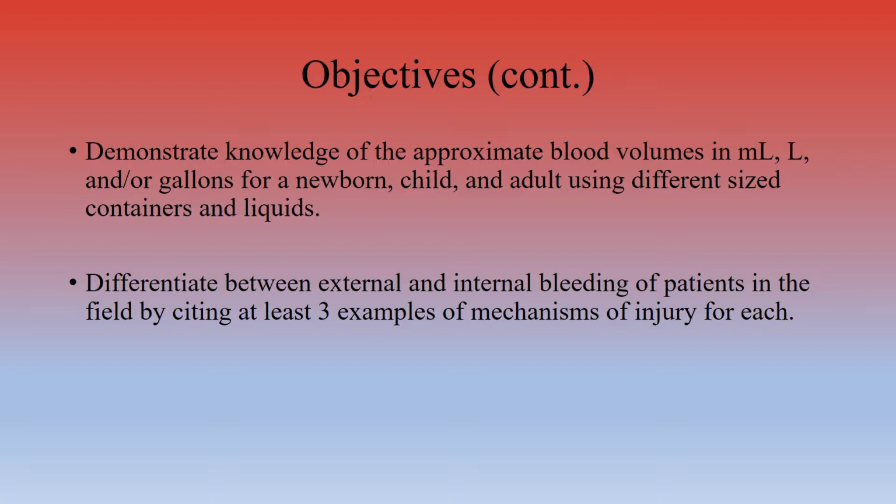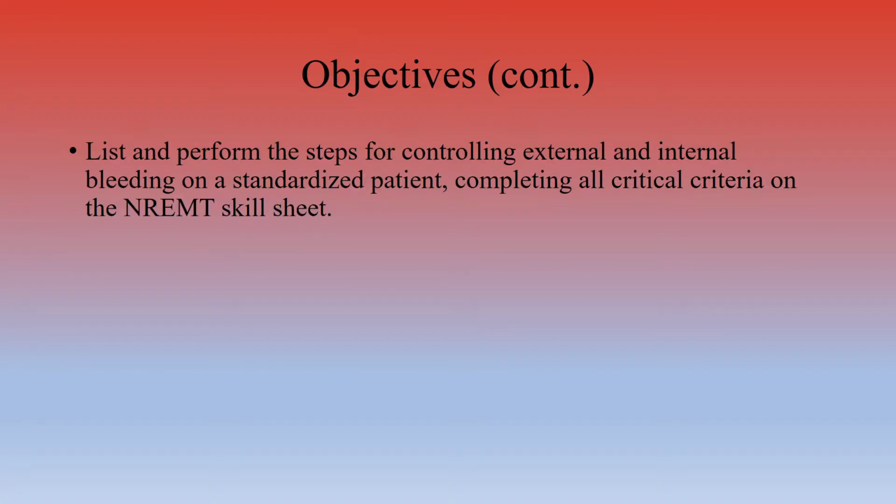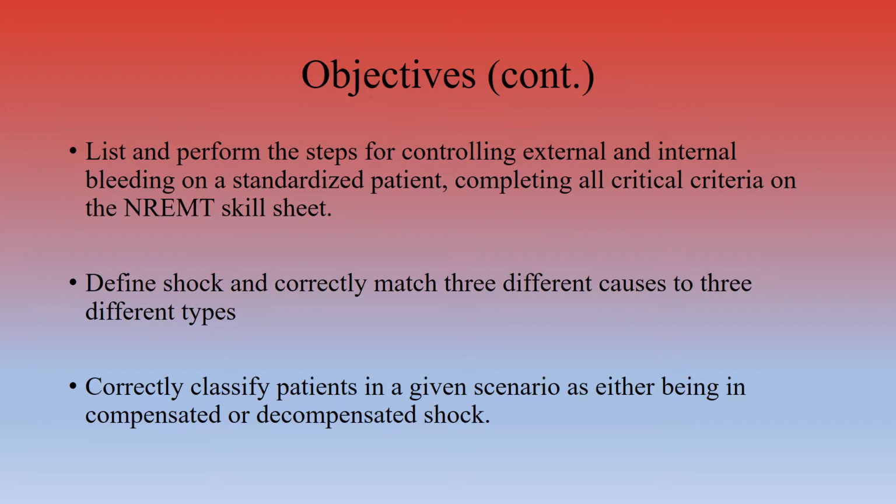differentiate between external and internal bleeding, citing at least 3 examples of mechanisms of injury for each, list and perform the steps for controlling external and internal bleeding on a standardized patient, define shock and correctly match 3 different causes to 3 different types, correctly classify patients as either being in compensated or decompensated shock.